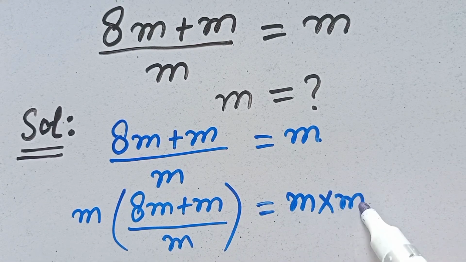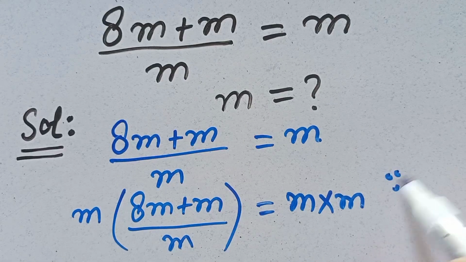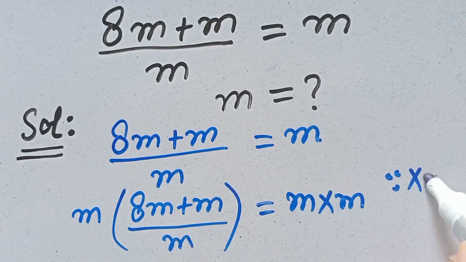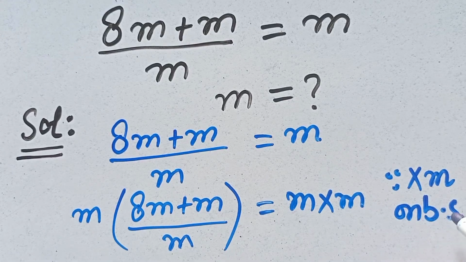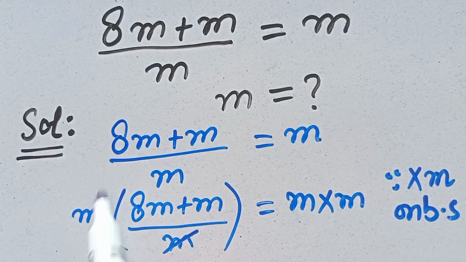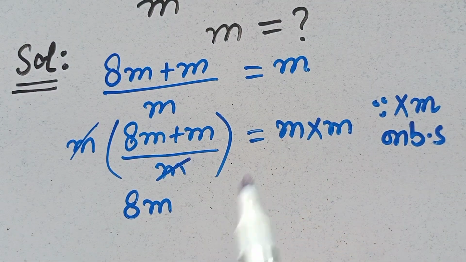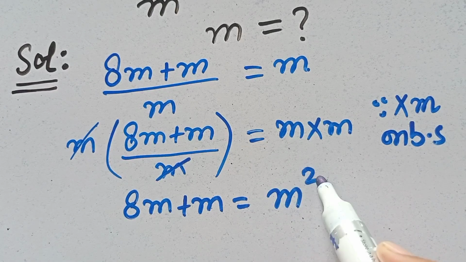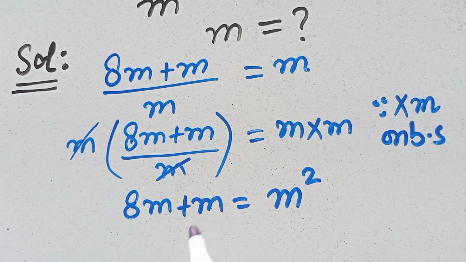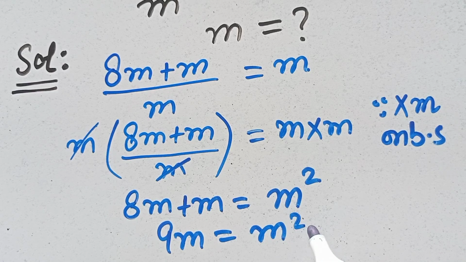m into 8m plus m upon m equals m multiplied by m. We are going to remove the division from the left hand side, so we have to multiply m on both sides, and it cancels out from the left hand side. We are left with 8m plus m equals m multiplied by m, which is m squared. Adding 8m plus m, we will get 9m equals m squared.